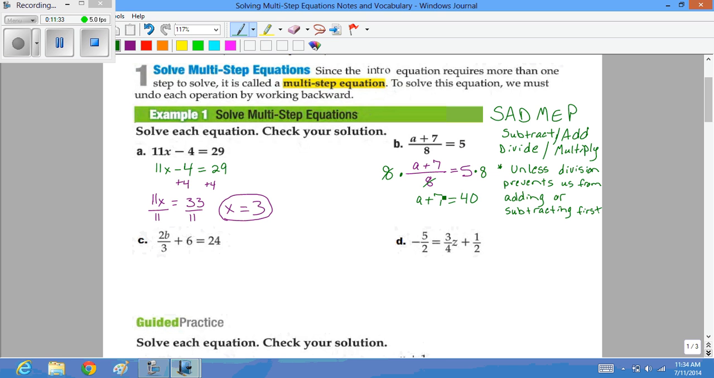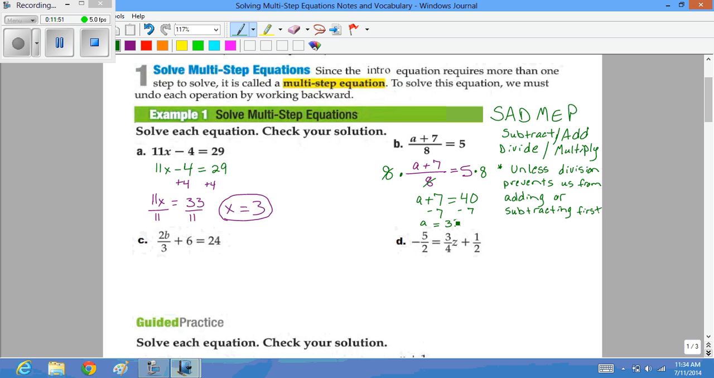Now I can go ahead and get rid of this 7. It's the only thing in the way of solving and getting that a all by itself. So what's the opposite of a positive 7? We're going to subtract that over. A now is completely by itself. 40 minus 7 is 33.